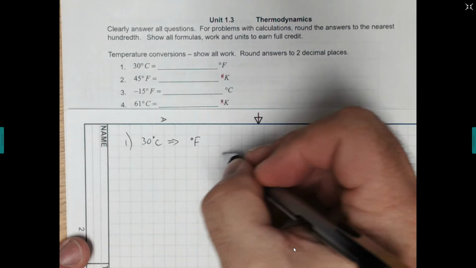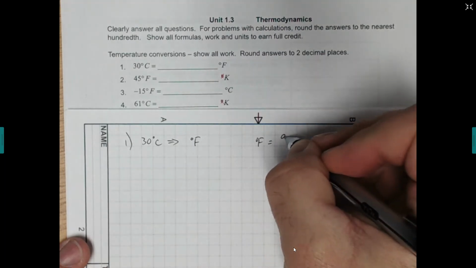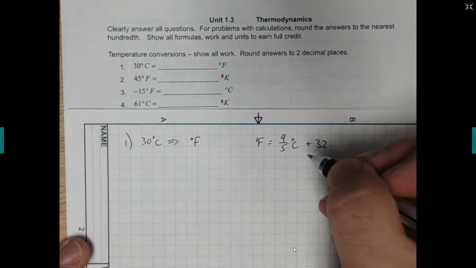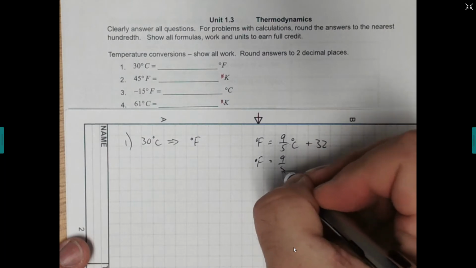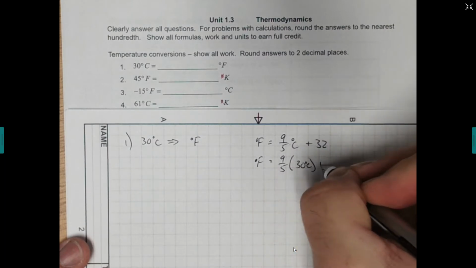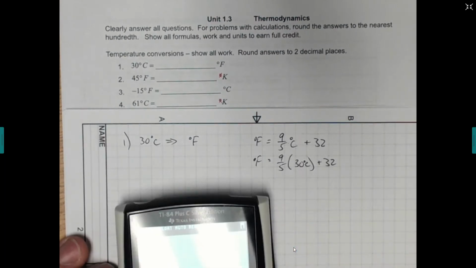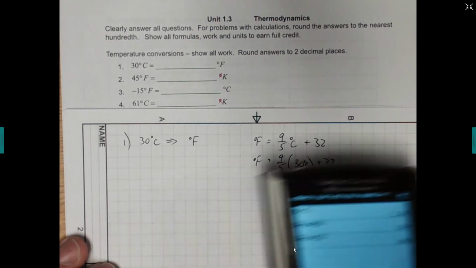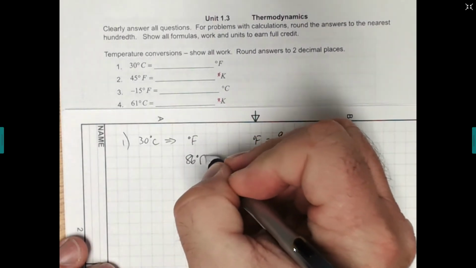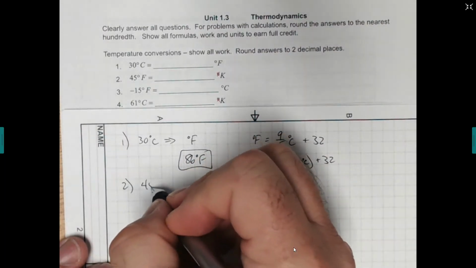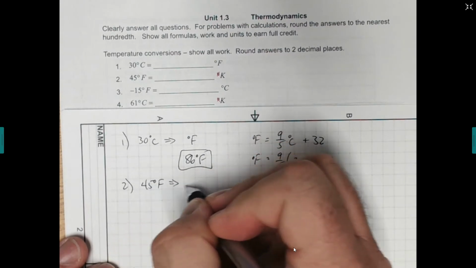And if we look at our equation, degrees Fahrenheit is equal to 9/5 degrees Celsius plus 32. So we just plug our numbers in. So degrees Fahrenheit is equal to 9/5 times the 30 degrees Celsius plus the 32. Put that in our calculator. We have 9 divided by 5 times the 30 plus the 32, and we get that that's 86 degrees Fahrenheit. So that's easy.